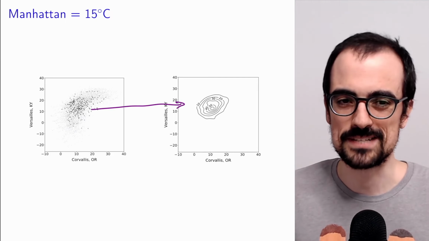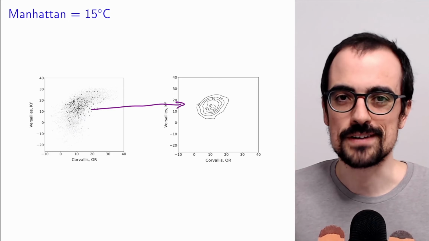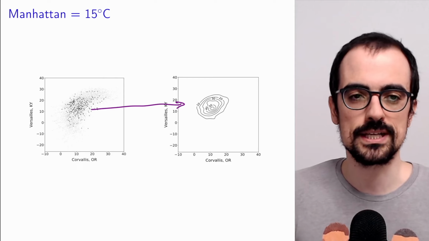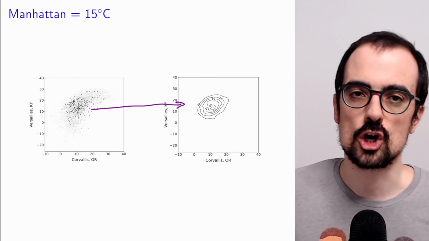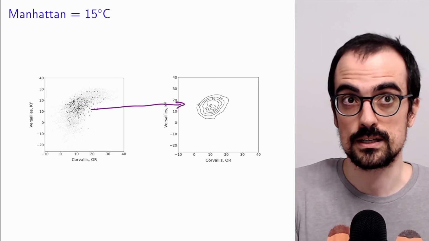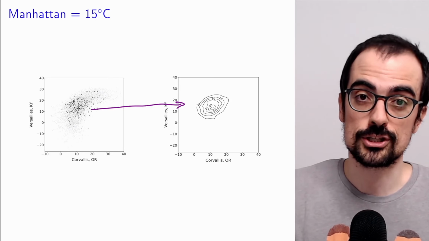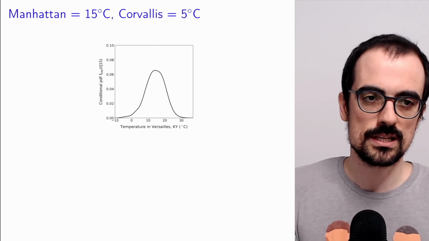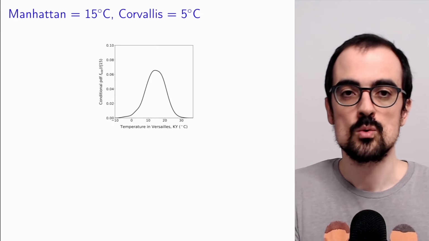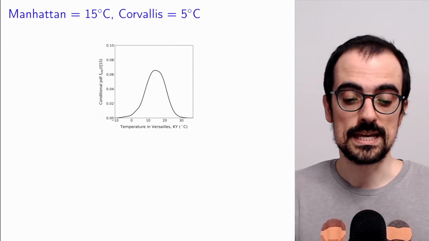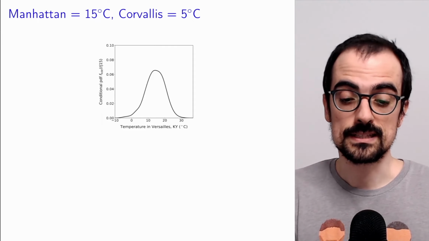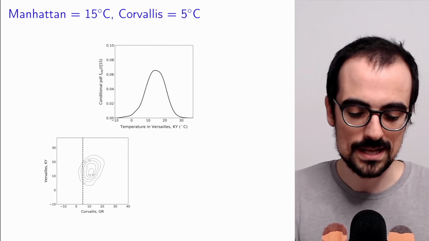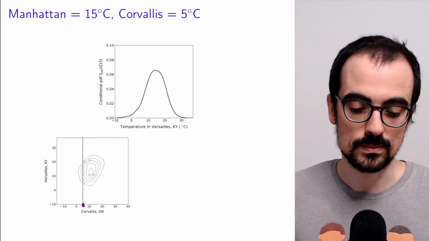You can also see that the shape is very different. And the shape is going to be very important. Now we're going to see what happens if, apart from conditioning on it being 15 degrees Celsius in Manhattan, we also condition on Corvallis. So now we're saying it's 15 degrees in Manhattan, and 5 degrees in Corvallis. We compute the conditional PDF of Versailles given that. What are we doing? We're again slicing this conditional joint PDF, fixing Corvallis to be 5 degrees.